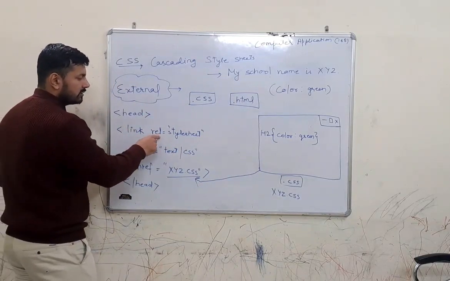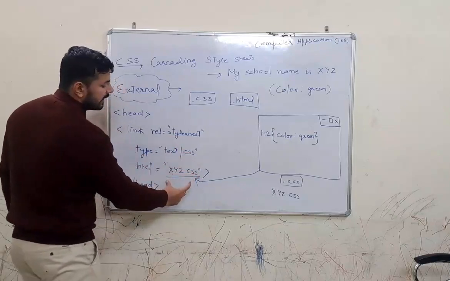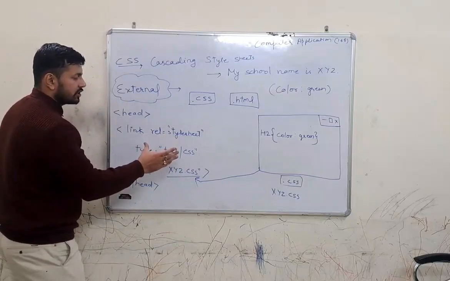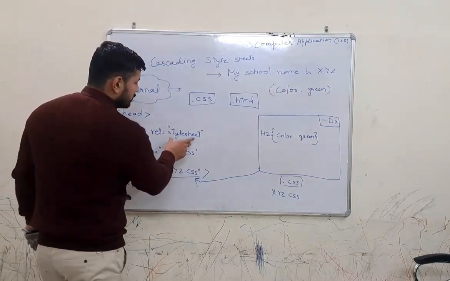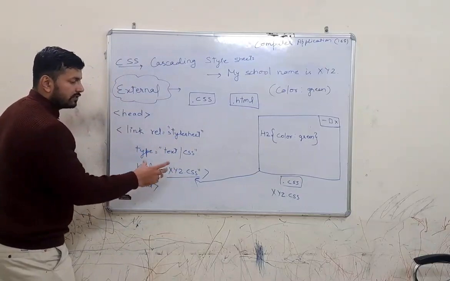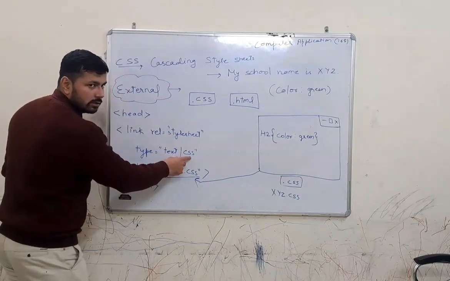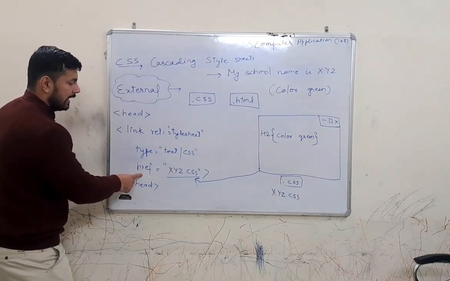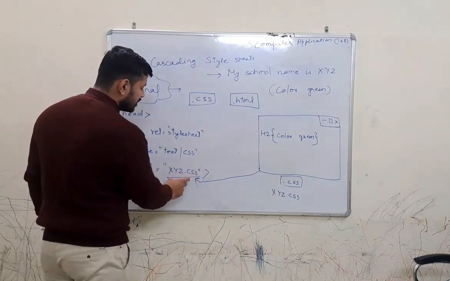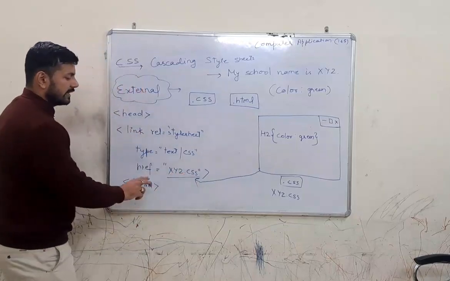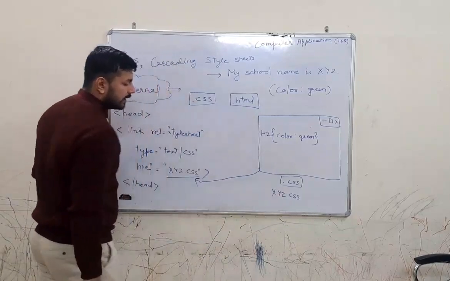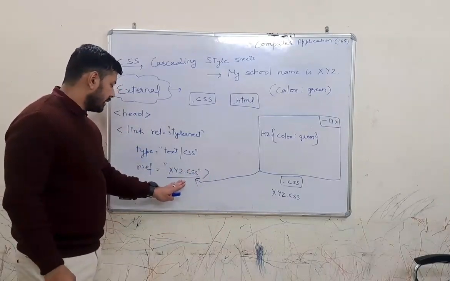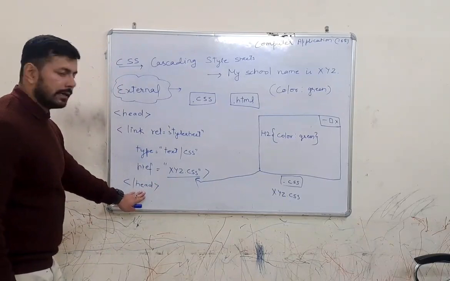Then I will mention what is the relation of this style which I am going to add here. What is the relation? What type of file? Style sheet is the relation, and the type of this file is text/css. Okay. Then again href, the hyperreference. I am giving the location of this file, which is xyz.css. I saved it by this name here, as I have written here, and I will mention the location of that page here, and then I will end this head tag.